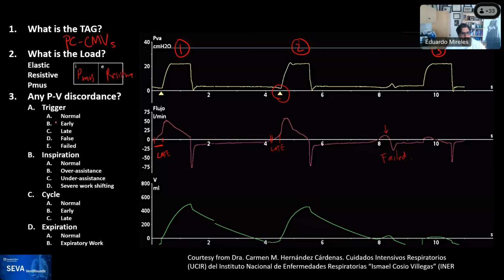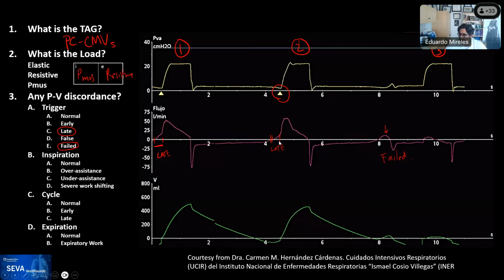So in this case, this patient has both a late and failed triggers, which are pretty distressing for this poor individual. So if you thought about this patient and what do you need to adjust, and you think about the work of breathing that the patient is generating, there is a big period of time that the patient is not getting any support as the patient is breathing, or to trigger the breath, or to have a breath delivered to this individual.